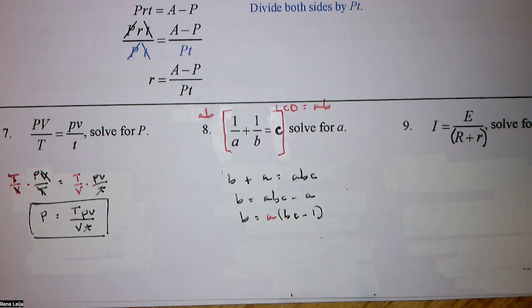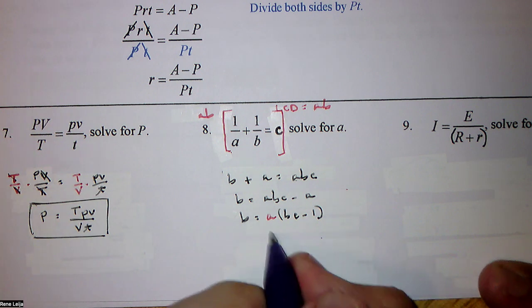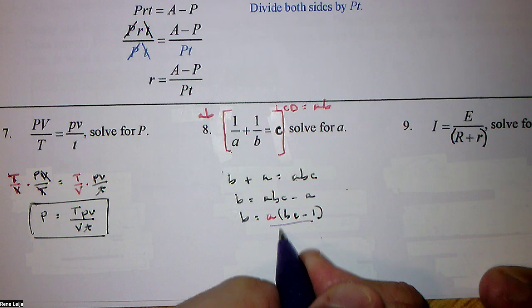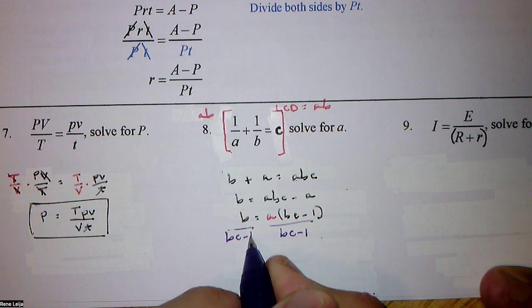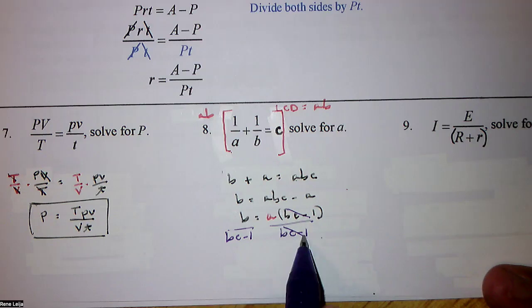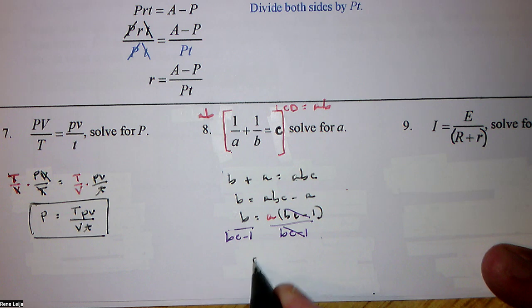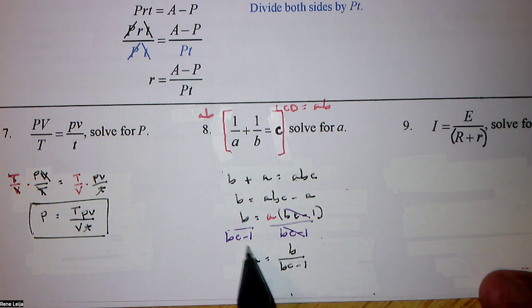Now, how do I solve for A? Well, I have to divide both sides by BC minus 1. So the BC minus 1 on the right gets knocked out. I'm just going to flip this around. So we get A equals B over BC minus 1.